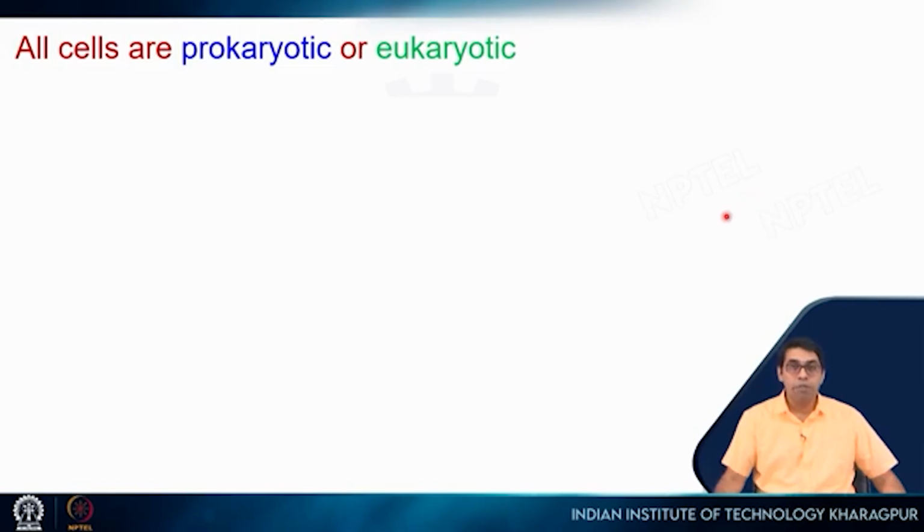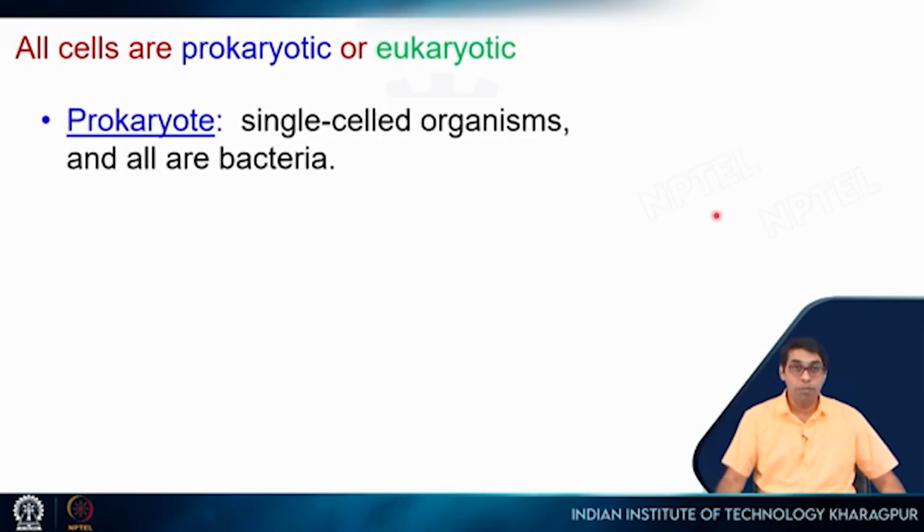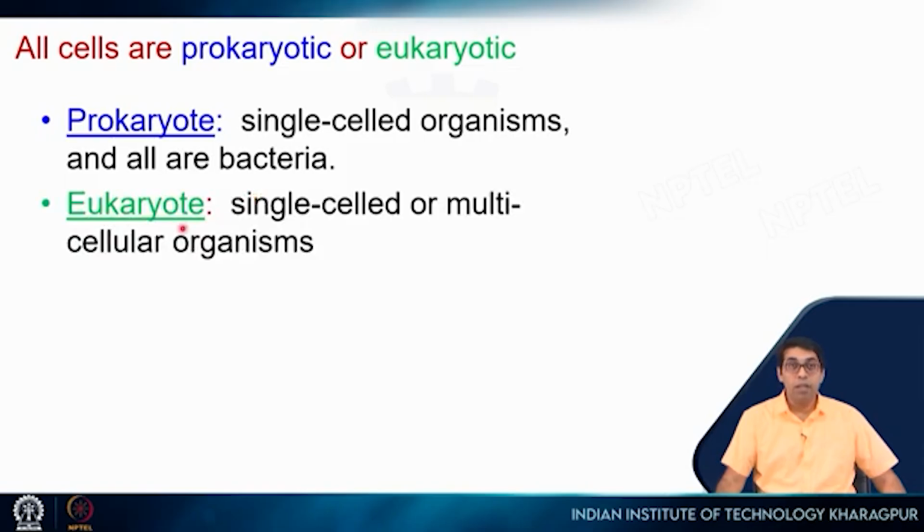Now, again, broadly, if we look at cells, which I have already shown you before, they can be either prokaryotes or eukaryotes. So, what does that mean? Prokaryote means these are single celled organisms and these are all bacteria. So, this can be eubacteria or archaea. Eukaryotes, on the other hand, can be single celled or can be multicellular.